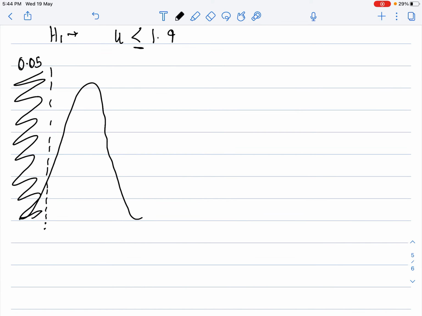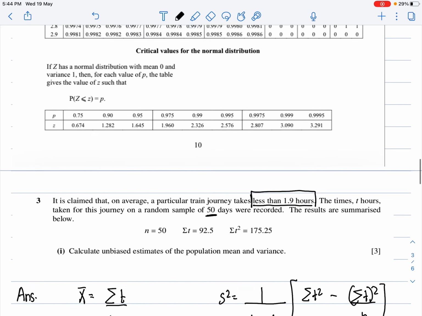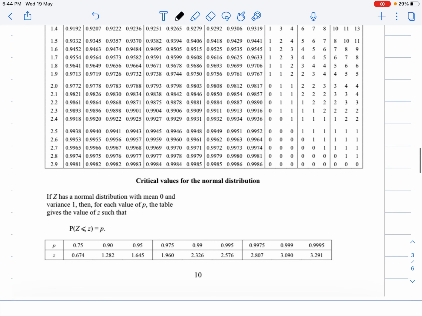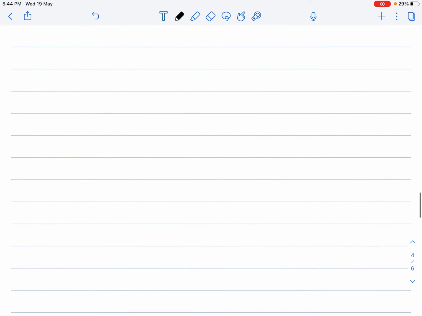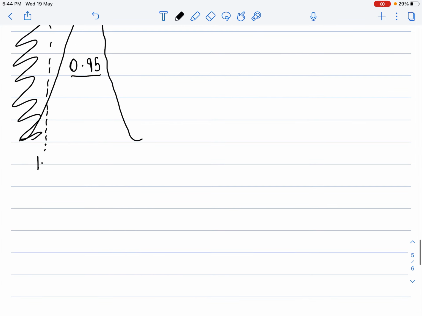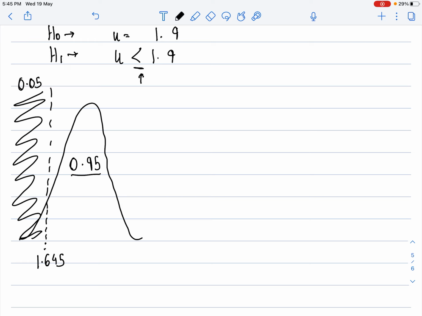So now I need to calculate the z value. The value I have here is 0.95. I'll go to my table. On page 10 of your MF19, at the bottom there are critical values. Here, the probability I have is 0.95 and the respective z value for that is 1.645. So I can write here 1.645, but because we determined it's less than the mean, I write a minus.